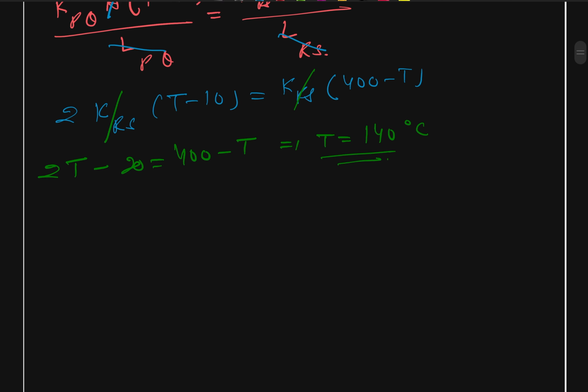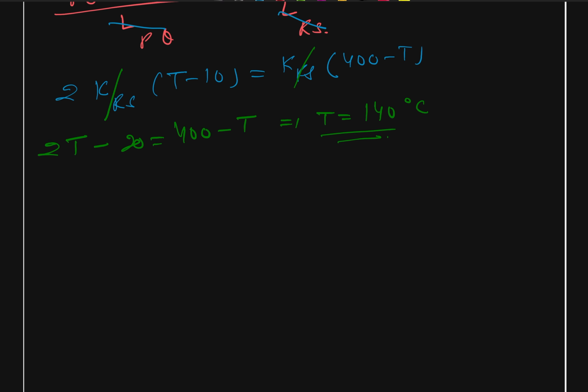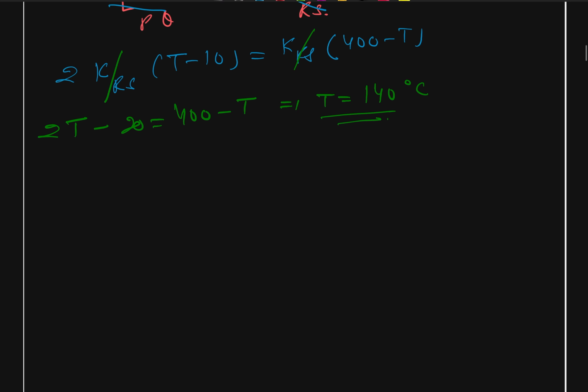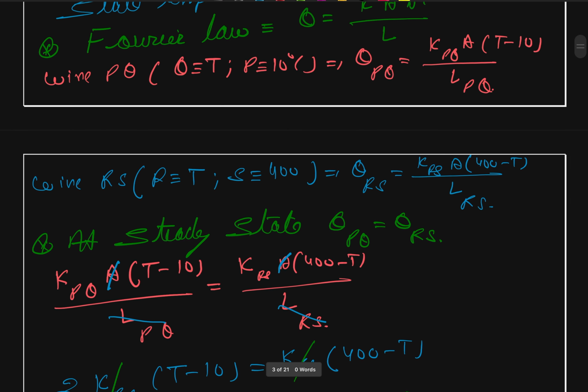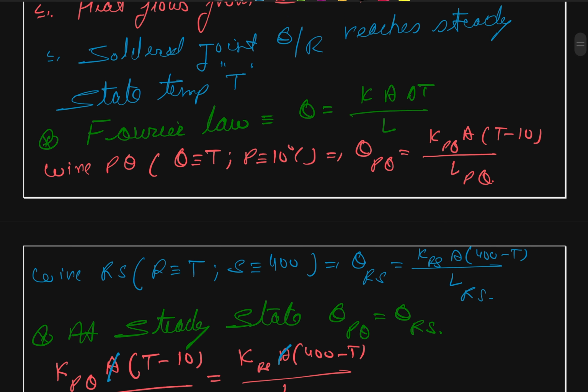Now we are only interested in one wire, that is PQ, but for the other wire we can also calculate. It isn't going to affect that much. So let us understand how the temperature distribution is going to take place for our wire PQ.